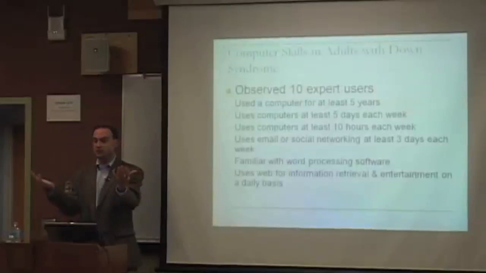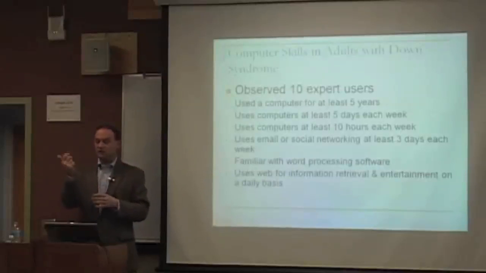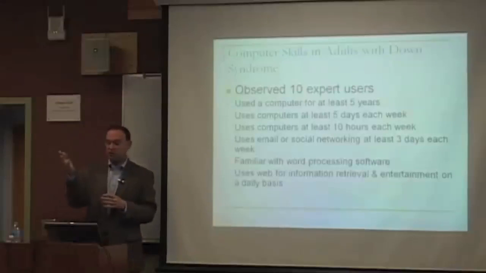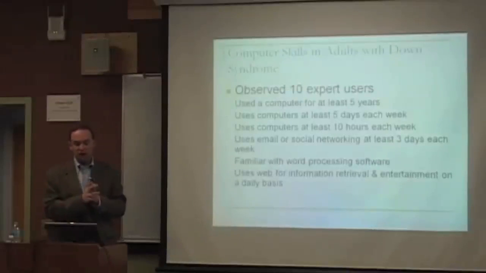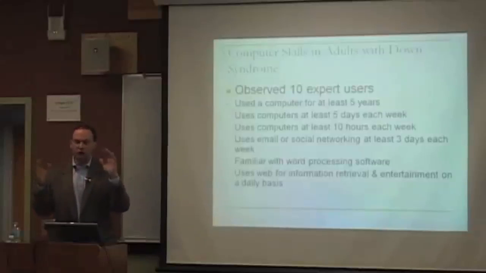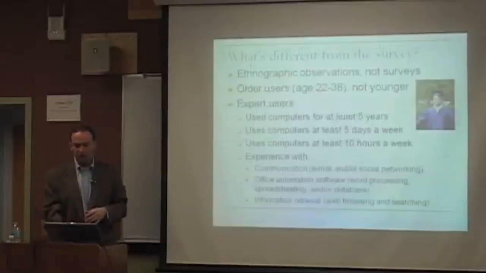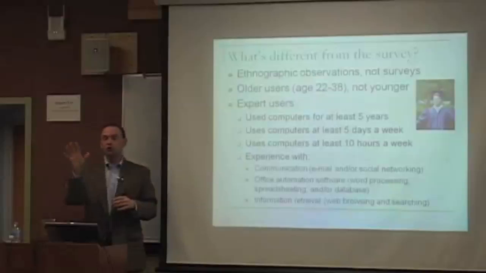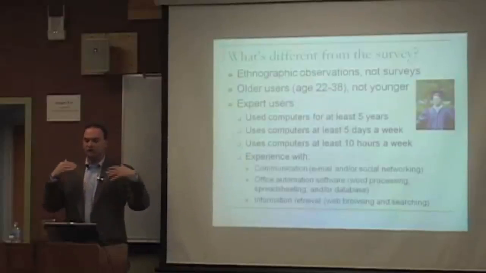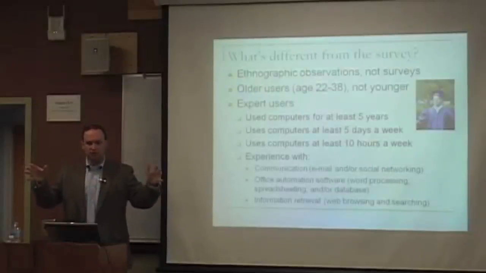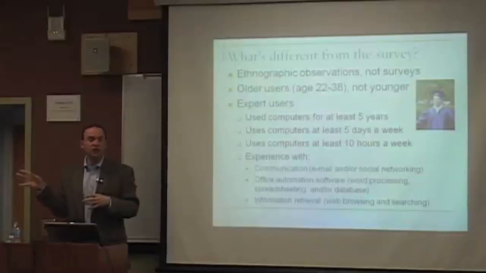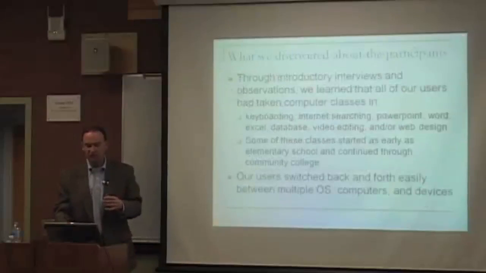How do we define an expert user with Down syndrome? At least 5 years of computer usage, at least 5 days each week, at least 10 hours each week, right? They use all sorts of office automation software. They can surf the web. So now this was an older group. Unlike the survey, we were there physically to observe them. It was 22 to 38-year-olds, right? Again, expertise, lots of experience.